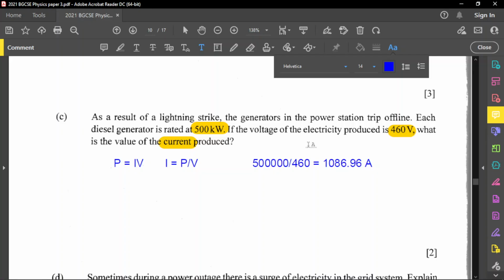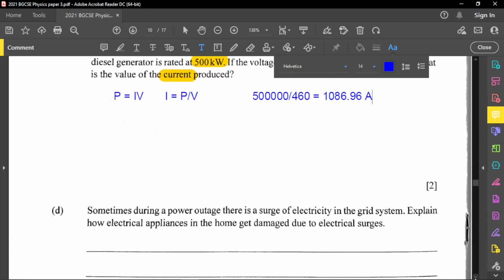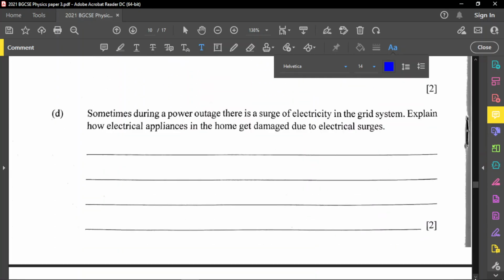So that's now part C. Let's go into the next part of the question. It says sometimes during a power outage, there is a surge of electricity in the grid system. Explain how electrical appliances in the home get damaged due to electrical surges. So this is a 2-point question, so we must quickly write down some information here.